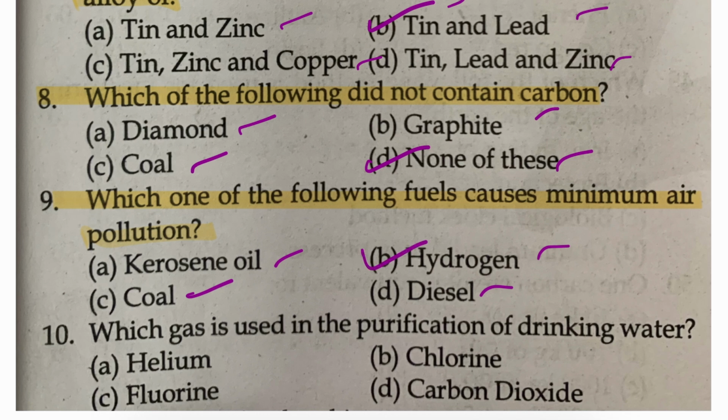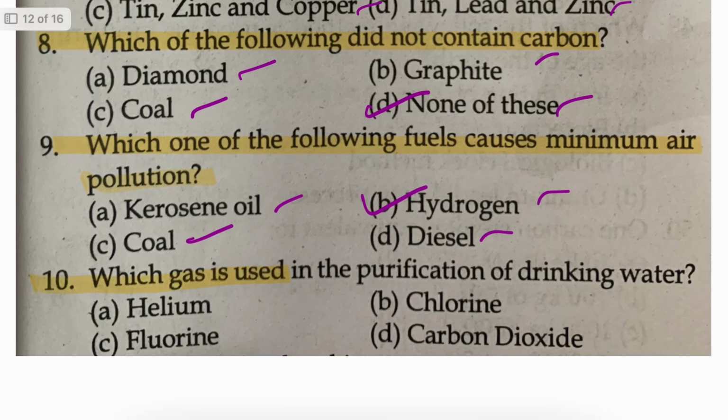The answer is B, hydrogen. Hydrogen is the purest combustion fuel. Water is generated from burning of hydrogen, while coal, kerosene oil, and diesel are known as fossil fuels, which generate carbon dioxide and many other harmful gases when they burn.